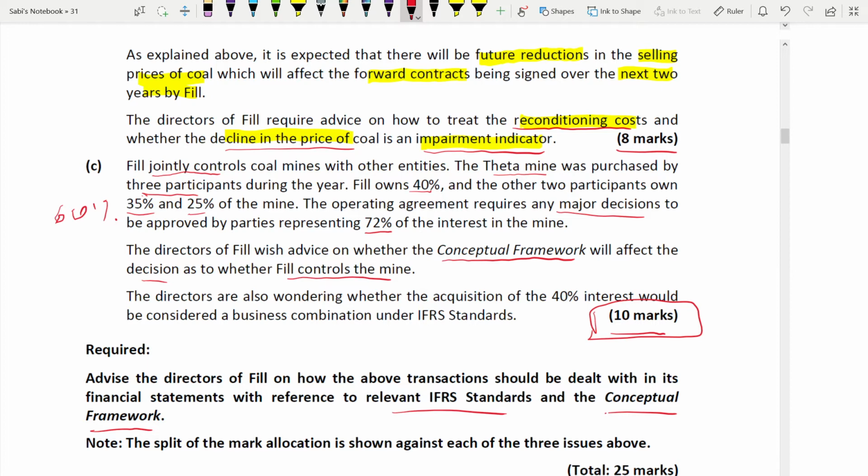Next, the directors are also wondering whether there are two requirements. You can say 5 for this, 5 for this. The directors are also wondering whether the acquisition of the 40% interest would be considered a business combination under IFRS standard.